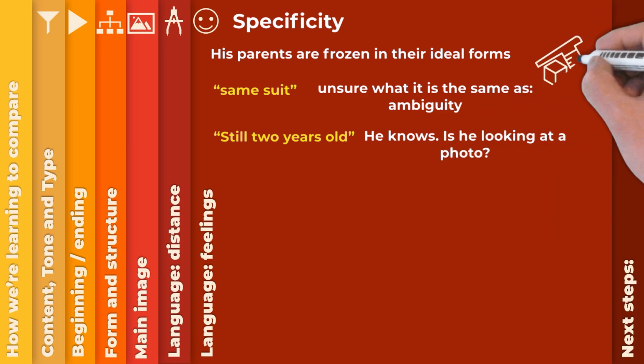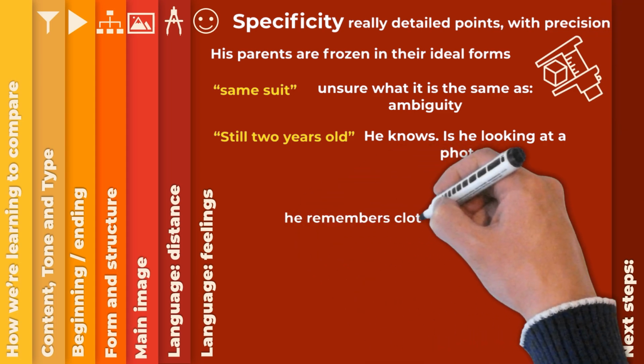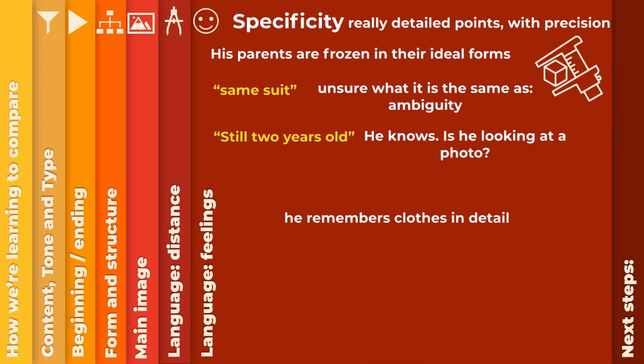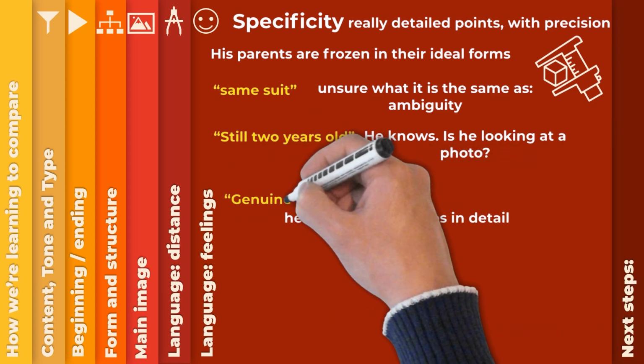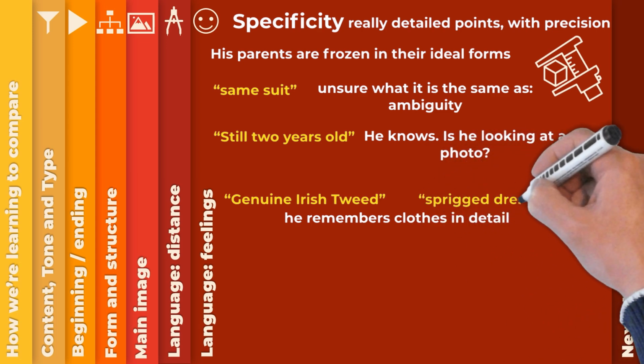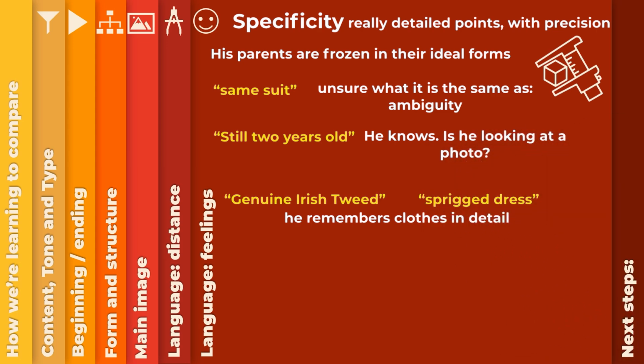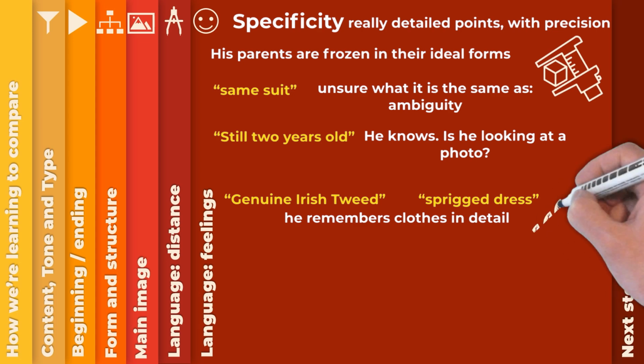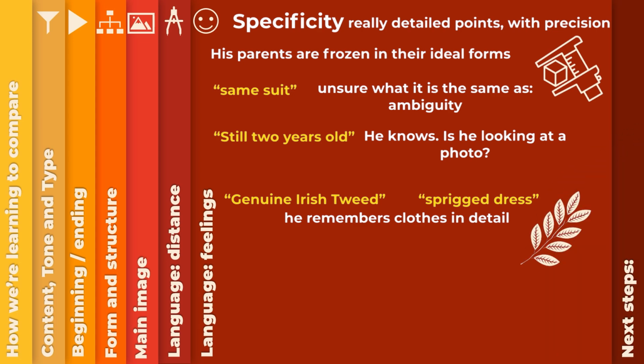That notion is developed with a specificity, picking out the really detailed points with precision. That same suit is genuine Irish tweed, and Mum's dress is a sprigged dress. Now, as an English teacher, I must confess I am partial to a bit of genuine tweed, but I had to look up what a sprigged dress was when I first read the poem. As you probably know, it's as simple as it sounds. It's a dress with a pattern of small flowers or leaves.